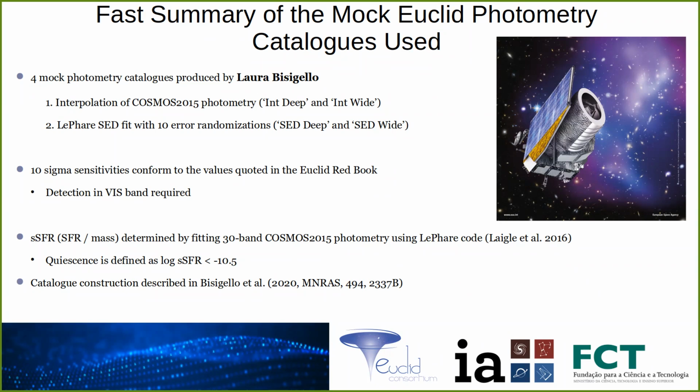And we tried to make the data aligned with what we expected Euclid to give us in terms of sensitivity. There's been a little bit of a change in that since we did the work, but I think the results are still very relevant. The labeling for this sample was a binary scheme where sources with specific star formation rates, log sSFR less than minus 10.5, were defined as quiescent. And we tried to remove all AGNs by removing X-ray sources. If you want to read more about the catalog, you can read Laura's paper, which gives a very detailed description.